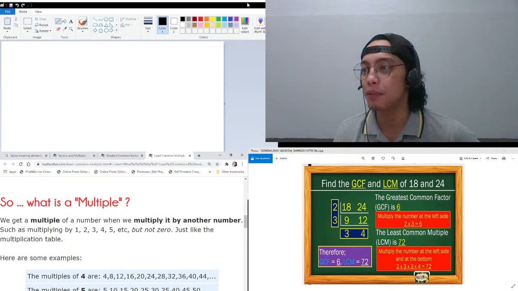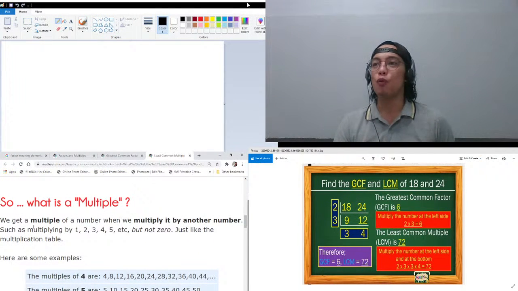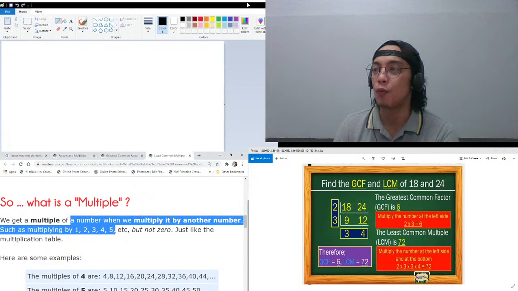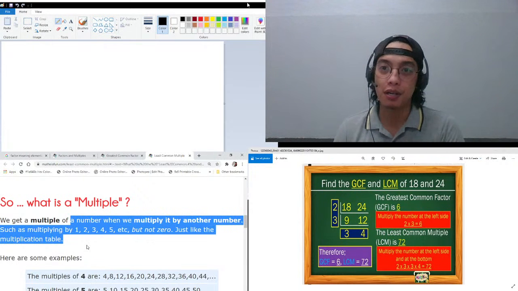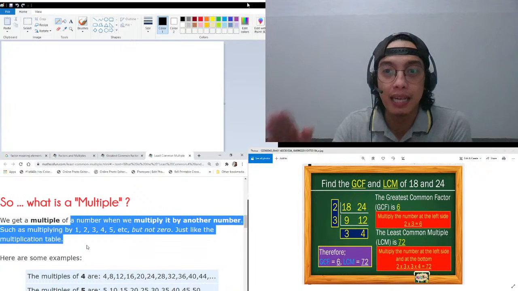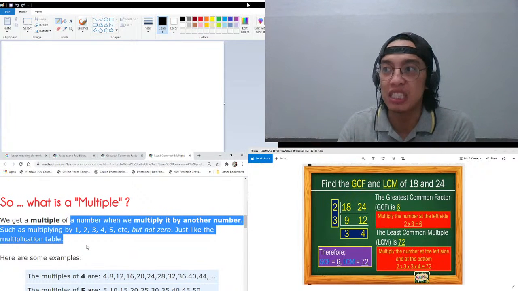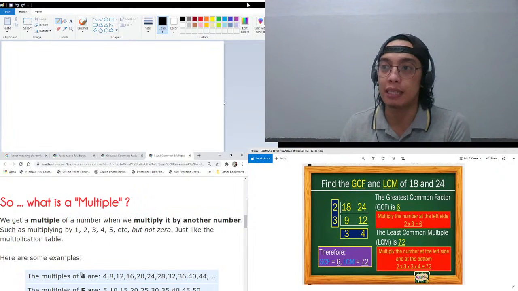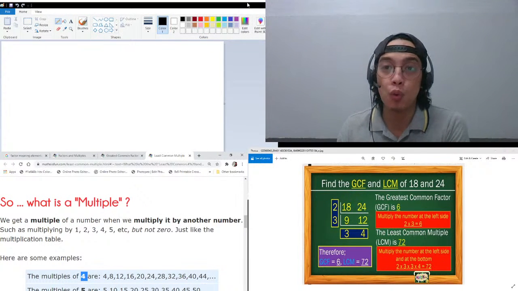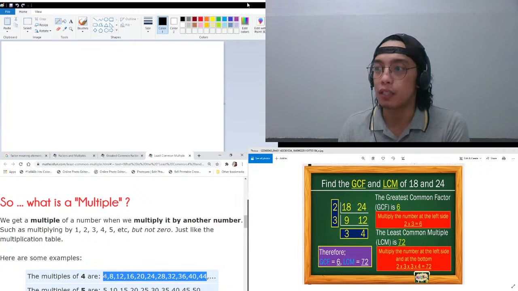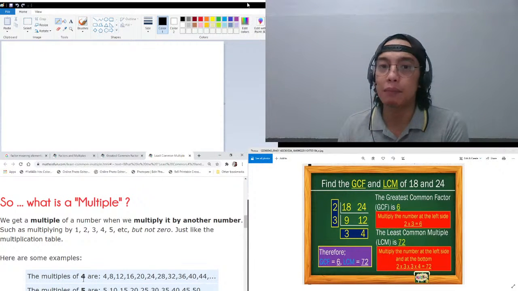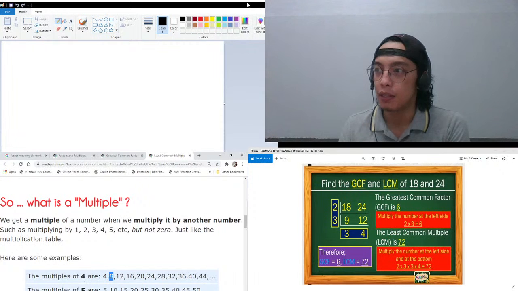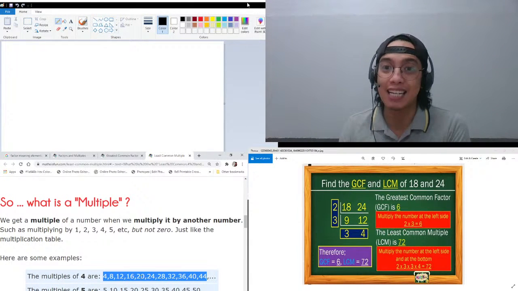So, what is a multiple? Kung na-talk about a multiple, we get a multiple of a number when we multiply it by another number. So, mag-multiply ka niya times 1, times 2, times 3, times 4, times 5, but not 0. Just like the multiplication table. So, 4. 4 times 1 is 4. 4 times 2 is 8. 4 times 3 is 12. 4 times 4 is 16. 4 times 5 is 20, and so on.